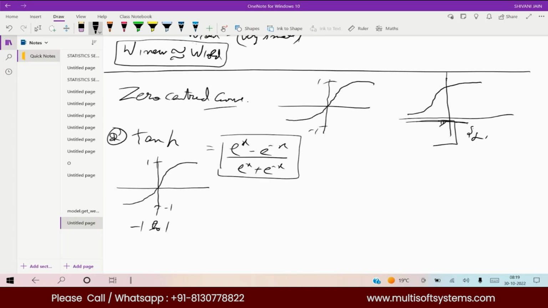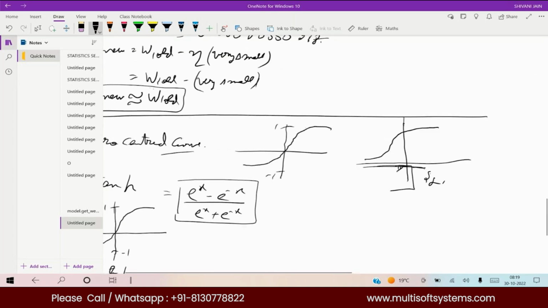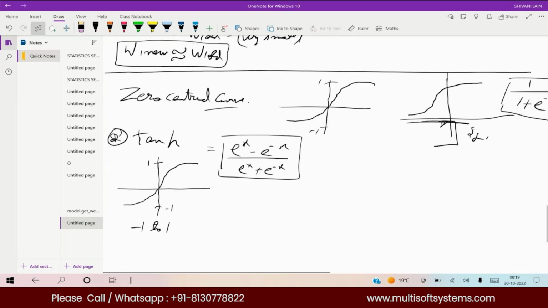What was the equation for the sigmoid function? 1 upon 1 plus e raised to power minus x. This was the equation of the sigmoid, and this is the equation of tanh.